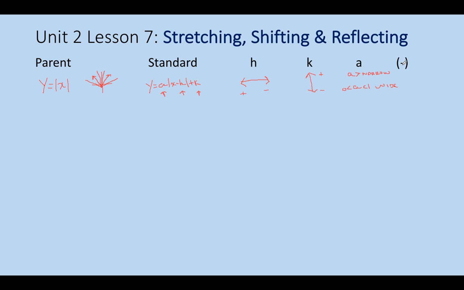All right, and then the other thing that we noticed was that when I had a negative a value, that reflected over the x-axis.